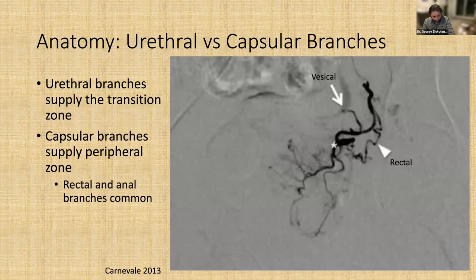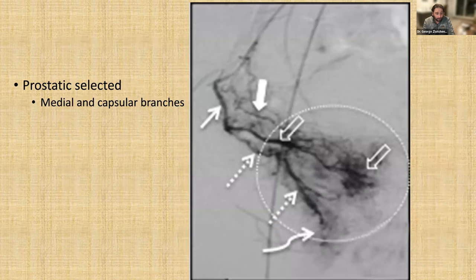So here's an example of what we're talking about. There's a rectal anal anastomosis right there with that solid arrow. You can also have a vesicular branch that comes off the prostate artery. This is an angiogram of the prostate artery proper that was selected. You can see the medial and capsular branches split nicely there. When I'm doing these procedures, I'm trying to get both of them, but I'm also making sure I don't have any collateralization to the rectum, anus or bladder.